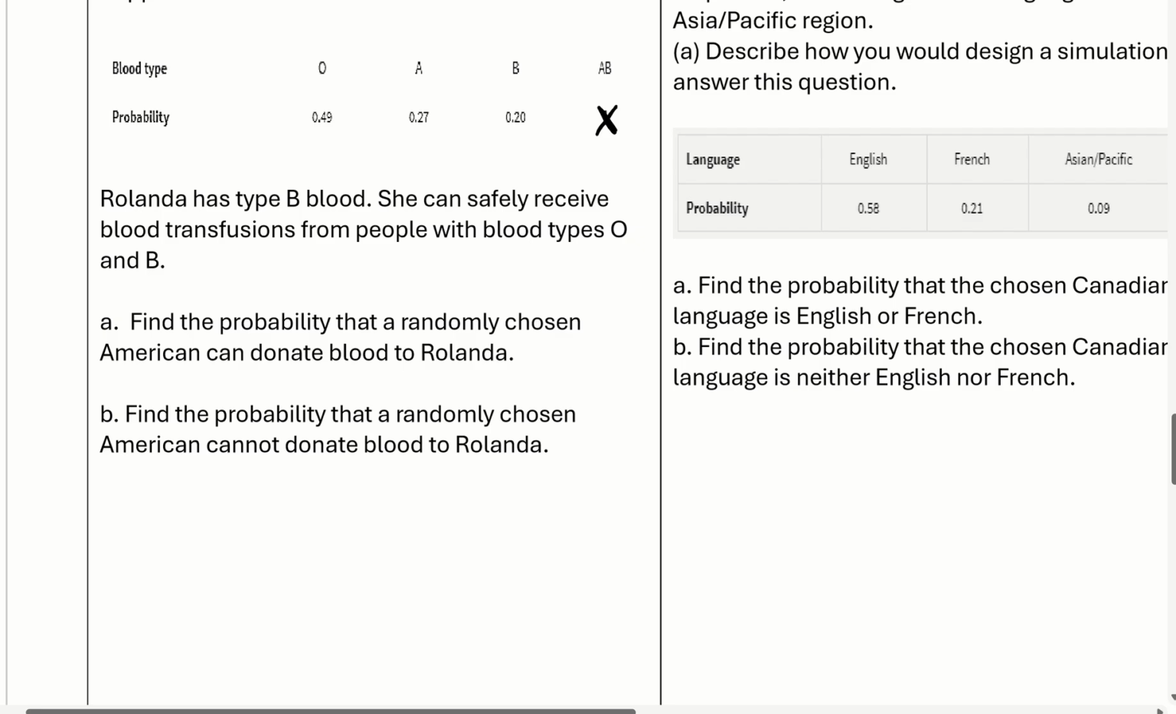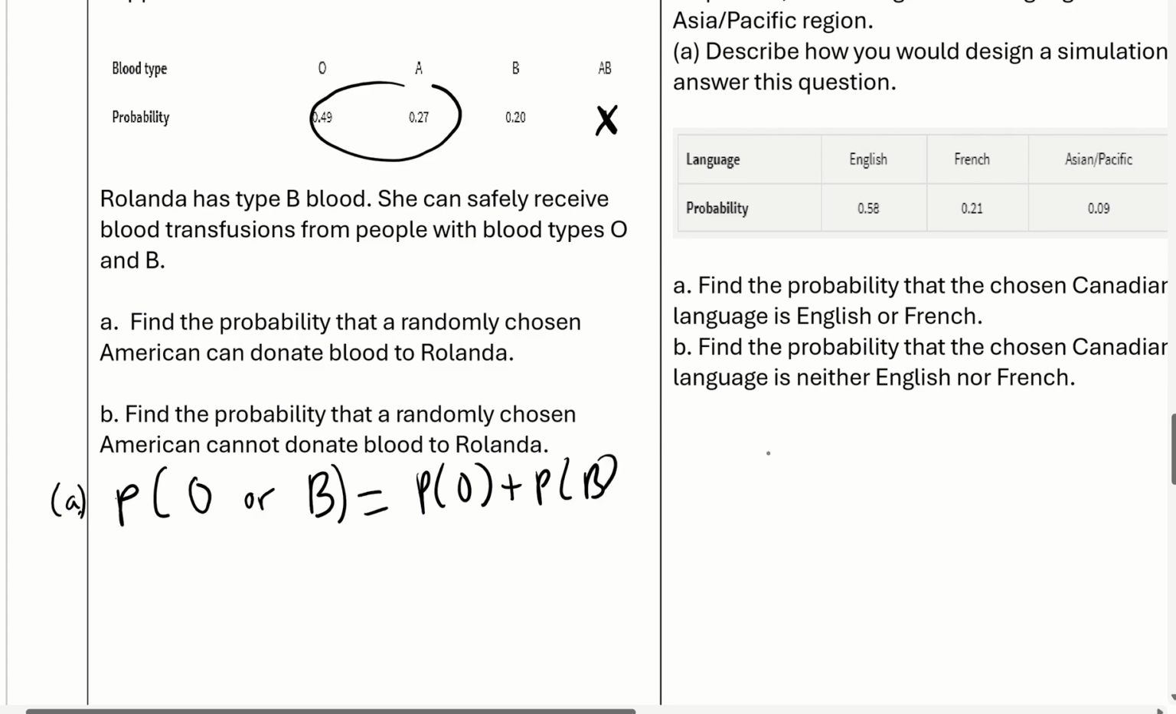All right. So let's say Rolanda has type B blood. She can safely receive blood transfusions from people with blood types O and B. Find the probability that a randomly chosen American can donate blood to Rolanda. So it's the probability of O blood or B blood. Okay, so that means you just got to add the probability of O blood plus the probability of B blood. You just got to combine those. That's it. So 0.49 plus 0.27, so it's going to be 0.76. That's it. That's all there is to it.